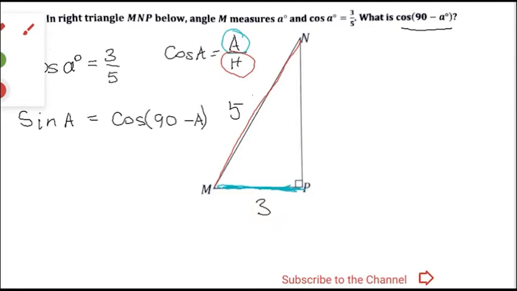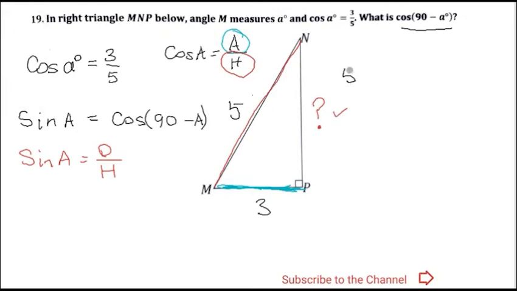Alright, so what do we need? Let's look at the diagram. Well, we need this side over here. We need the opposite, as the sine of a is equal to the opposite over the adjacent. Or, I beg your pardon, the opposite over the hypotenuse. Alright, so we're going to find this. So we'll use Pythagoras' theorem. So let's put it all together real quick.